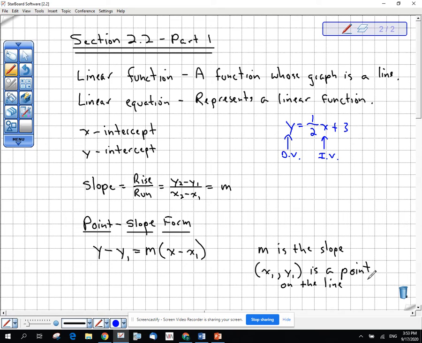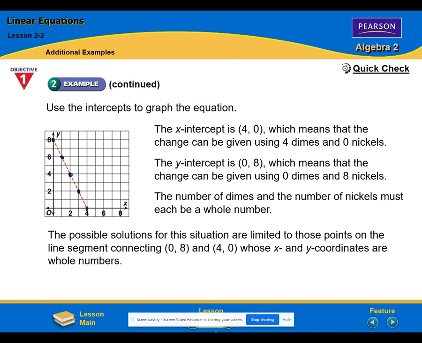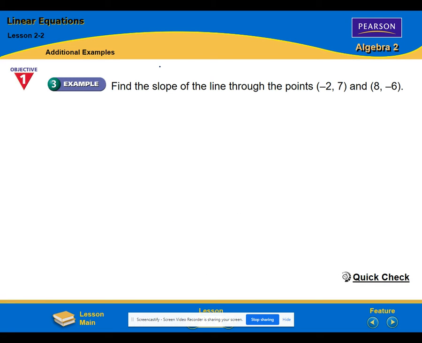Moving down then, look at the next thing, that's slope. You've probably heard of slope and rise over run, and you've probably seen this formula before. Well, that's where we are right now in Algebra 2 as well. And this is a calculation that'll get you rise over run. And the letter that's used is m. So we can calculate a slope by using this formula. Let me demonstrate. Find the slope of the line through the points (-2, 7) and (8, -6). So the slope formula would be like this: y2 minus y1 over x2 minus x1. And I'm going to calculate that by going -6 minus 7.